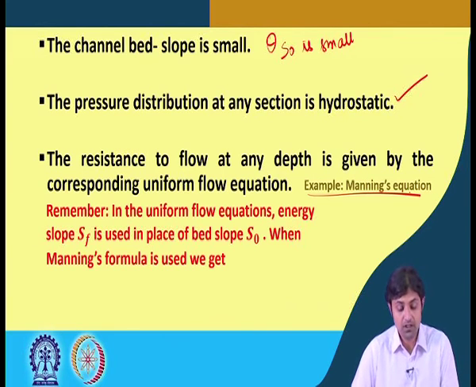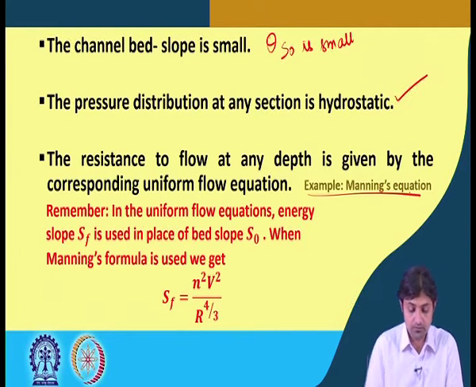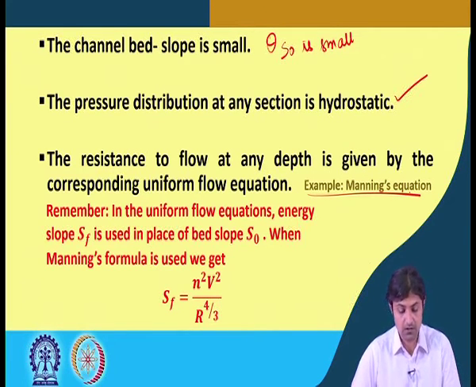You have to remember that in uniform flow equations, the energy slope S_f is used in place of the bed slope S naught. When Manning's formula is used, we get S_f equal to n square V square by R to the power 4 by 3, okay, all right. So, this we have to keep into account. Instead of the bed slope S naught, the energy slope S_f is used.